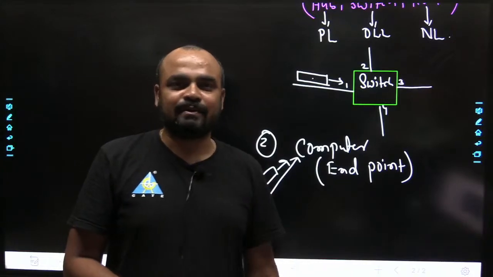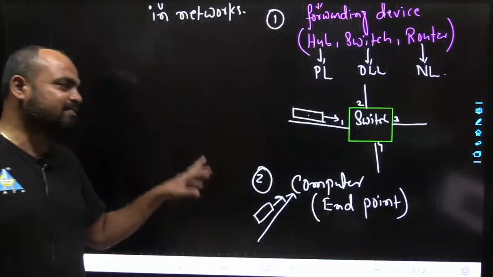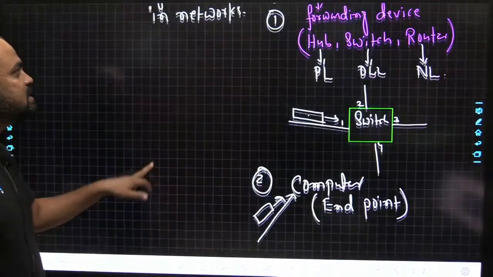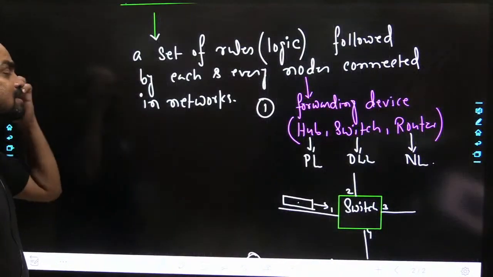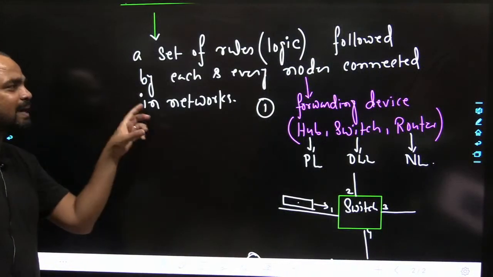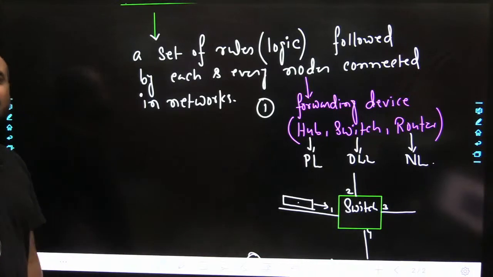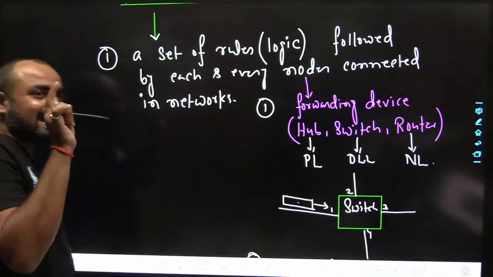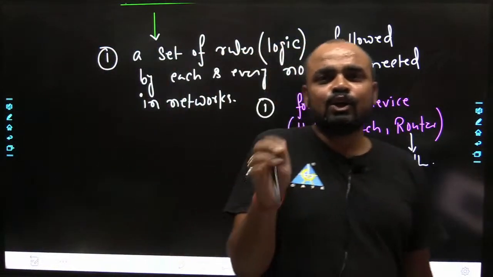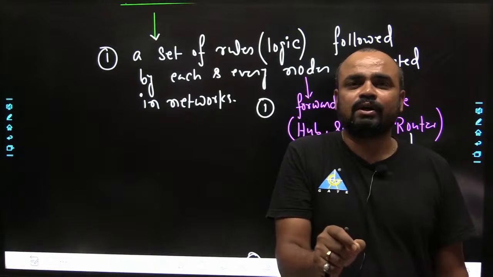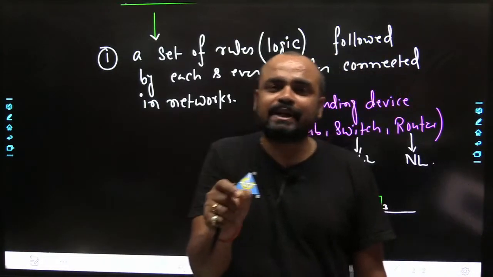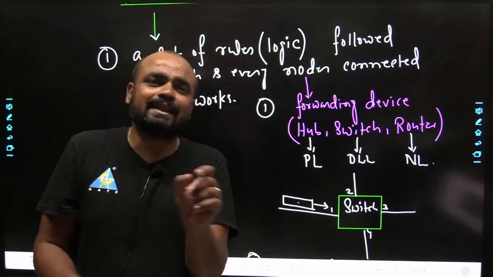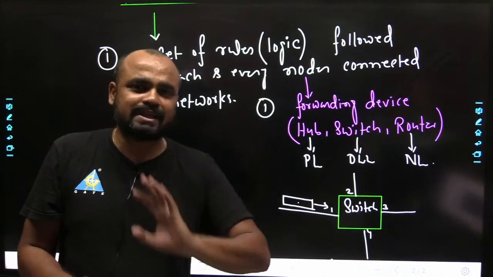Got it, everyone. So the device could be a forwarding device or it could be a computer. So this is the first point that we have written: a set of rules or the logic followed by each and every node connected in the network. Now the second point is, if any node is not following that particular rule, it cannot communicate, even though they are connected. I will give you the example, don't worry.